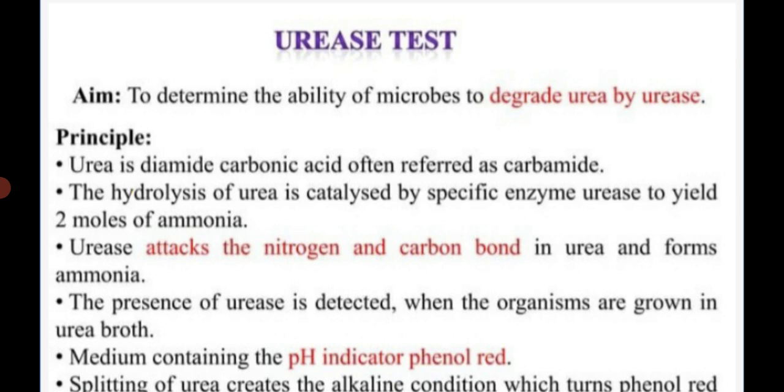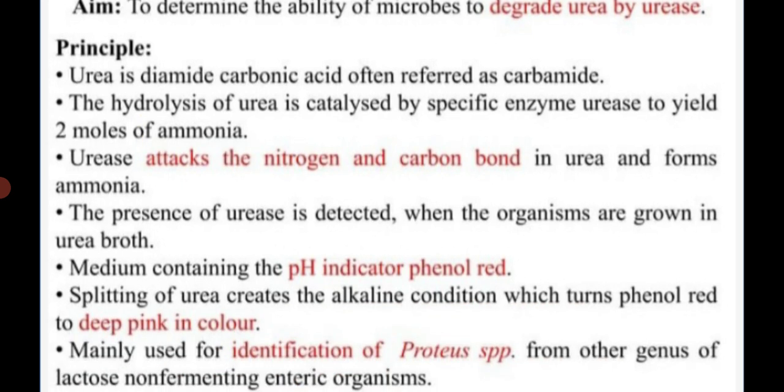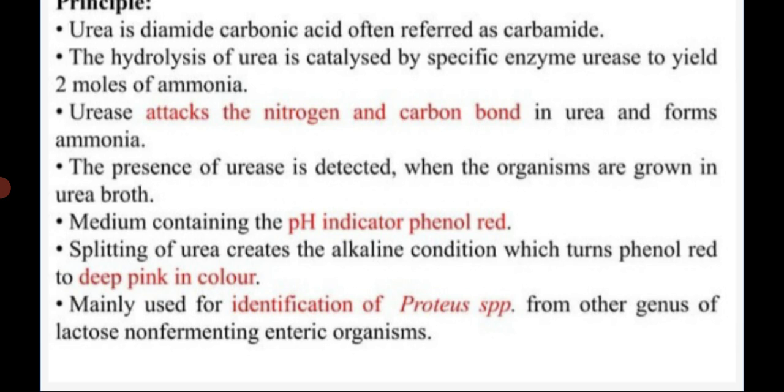So, in the medium there is an addition of a pH indicator, phenol red. If ammonia is there, it says the urease enzyme was there. The splitting of urea creates an alkaline condition which turns the phenol red to deep pink in color. This test is mainly useful for identification of Proteus species from other genera of lactose non-fermenting enteric organisms.